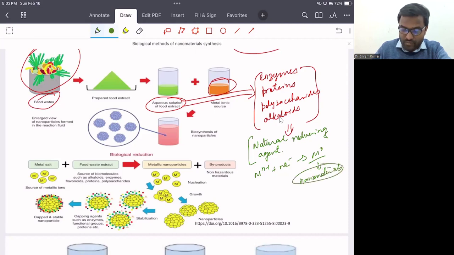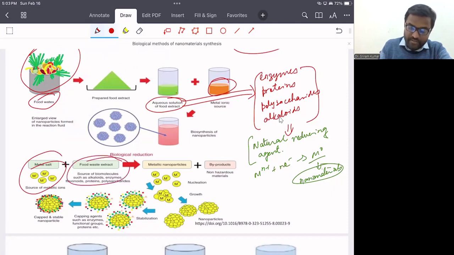Nanomaterials. So this is the mechanism. What happens here? We have a metal salt here, and if we extract from the food, we have these active chemicals. What happens? That reduces the metal ion to M0, and this is the nucleation step. And then for the growth, we have the nanoparticle.